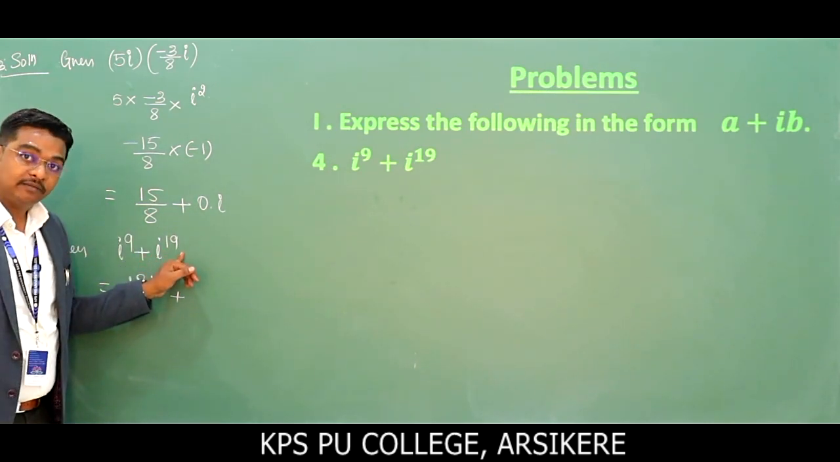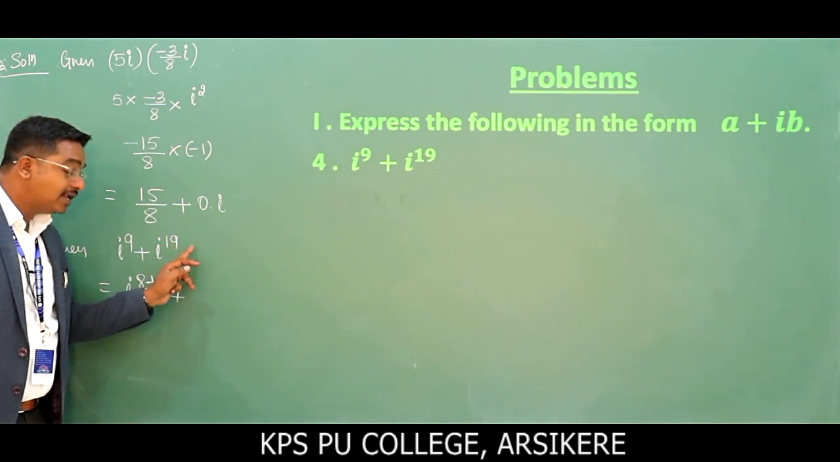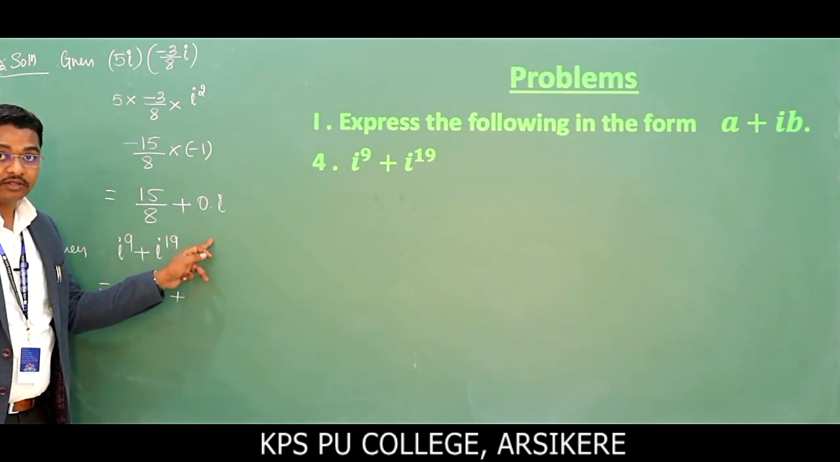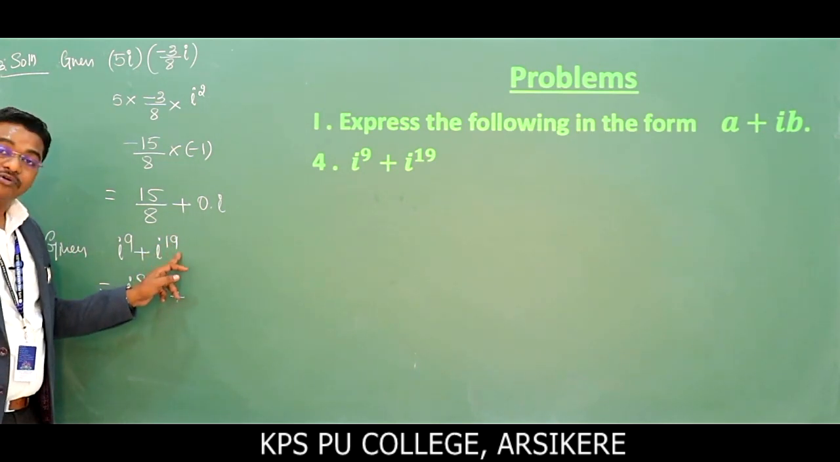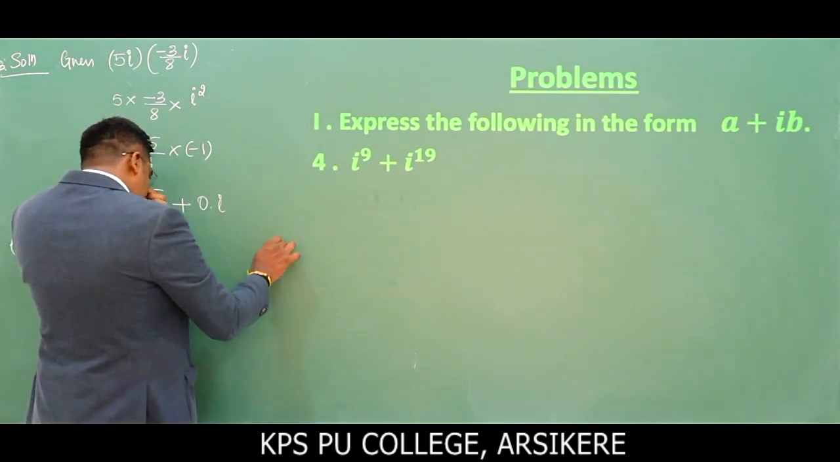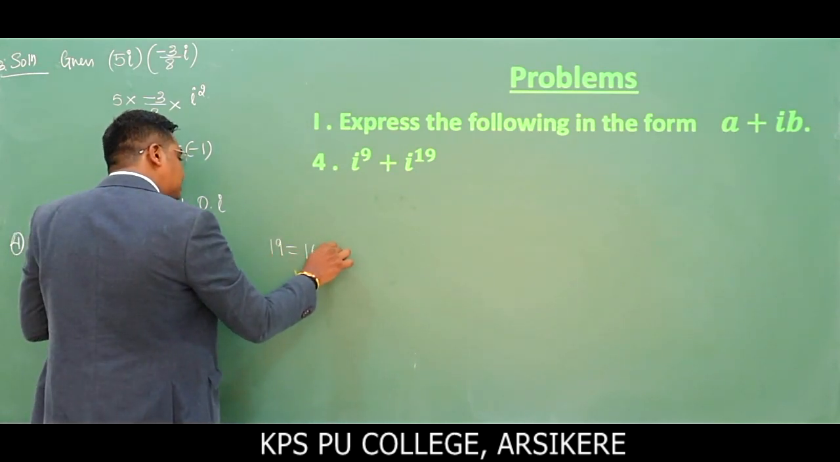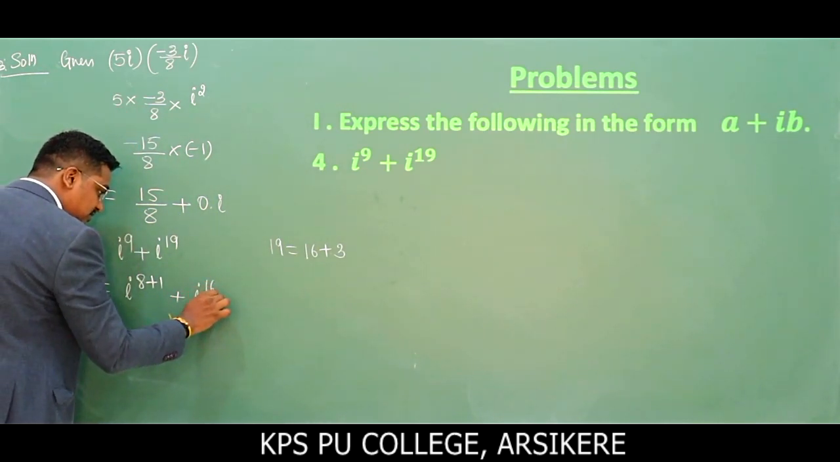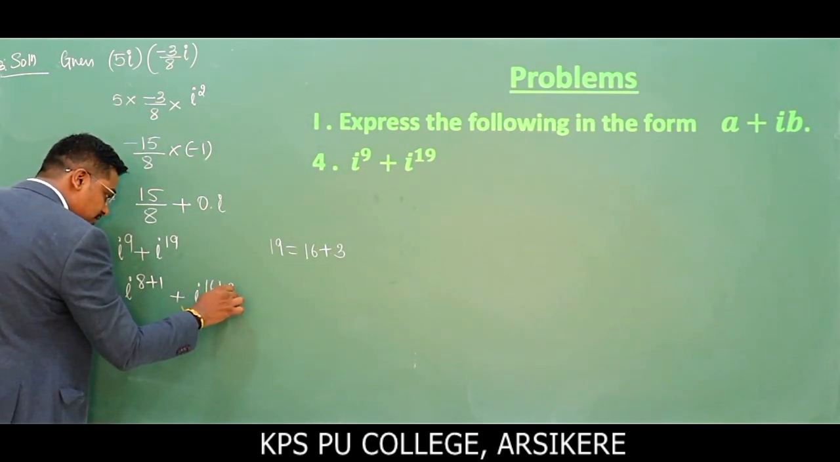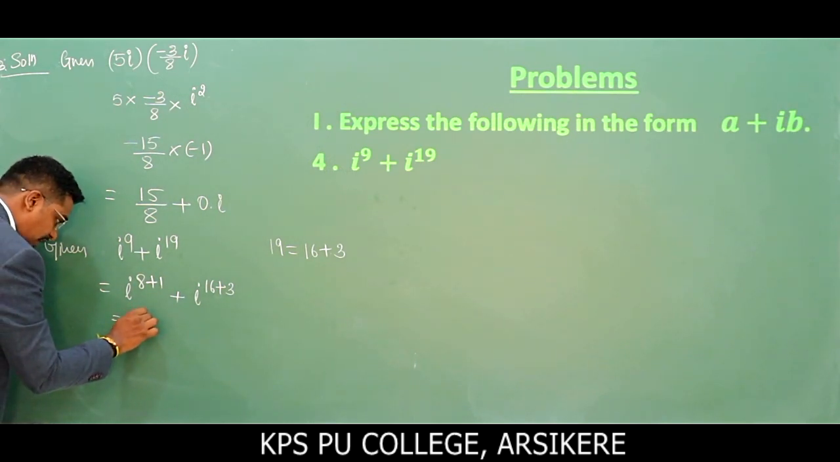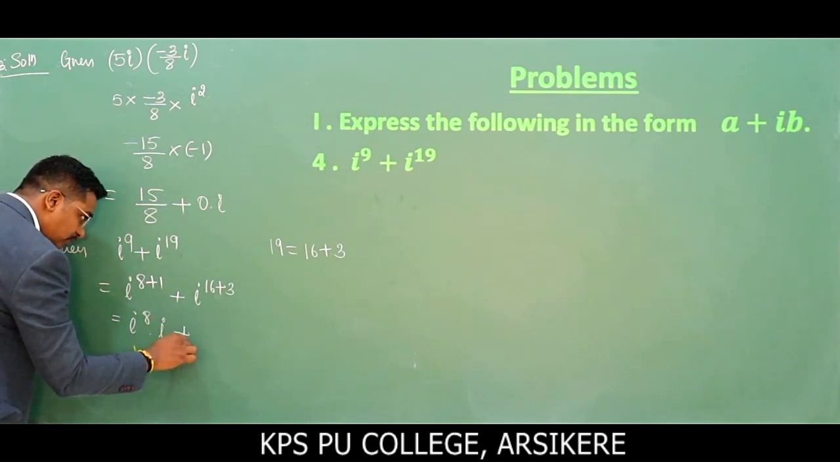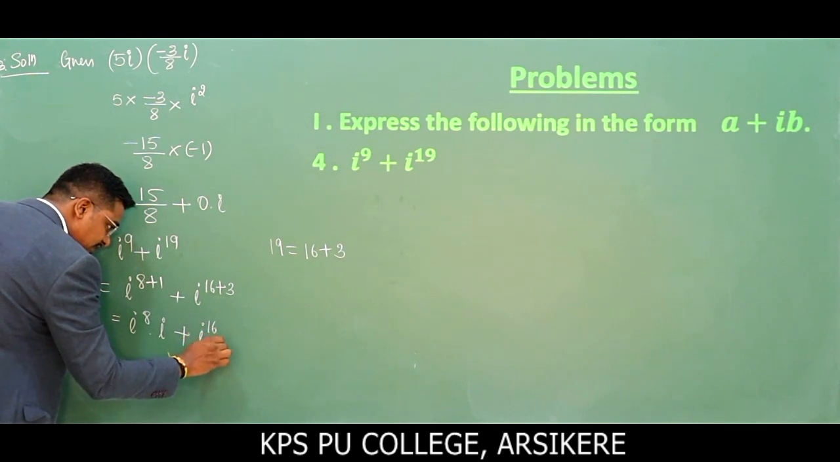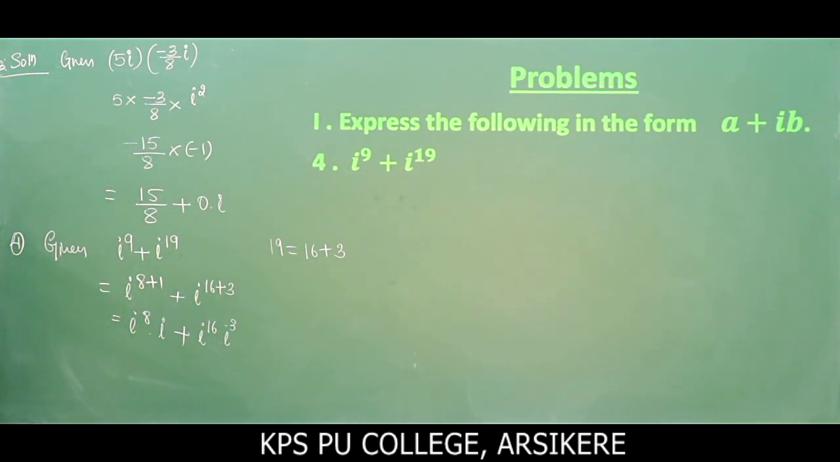Multiply and divide by i. Now i power 19 plus 1 becomes 20. So it is better to go with i power 16 here. So 19 can be written as 16 plus 3. This becomes i power 16 plus 3. So this can be written as i power 8 into i plus i power 16 into i cube.